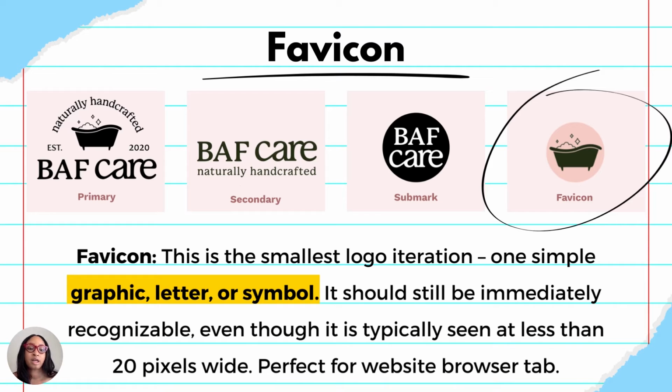And then lastly, we have the favicon, which is the smallest logo iteration, one simple graphic letter or symbol. In this example, it is showing you that they chose to go with the tub as the favicon, and this is because they want to make sure that the favicon is recognizable and cohesive with the primary logo. And this favicon is very small. It is 20 pixels wide or less. It is basically used for your web browser tab for customization.